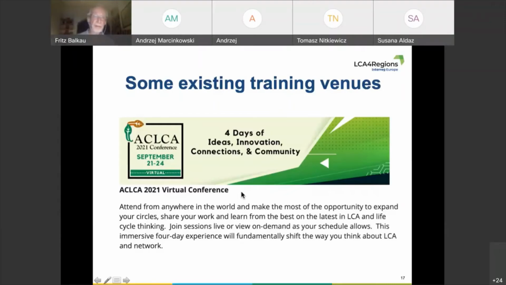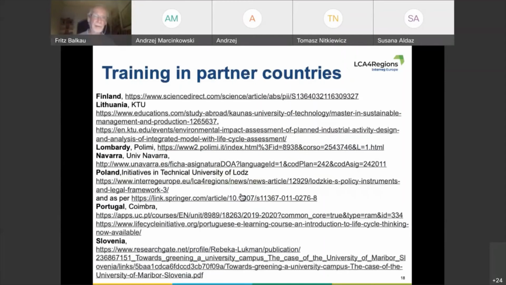Just a quick look what's happening in some of the partner countries. When I say partner, a partner in the LCA4Regions project, there are things happening in the partner countries. Sometimes it comes up as a surprise. Sometimes we know about these already. Finland, Lithuania, Italy, Lombardy, Navarra, Poland. I'll do some more on Poland in a moment. Portugal, Slovenia. These are some of the initiatives that we already see in partner countries. Sometimes they can be expanded. Sometimes they're running quite well.